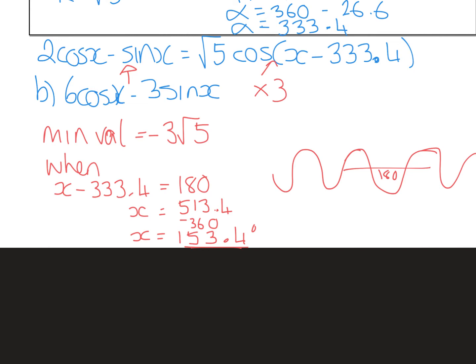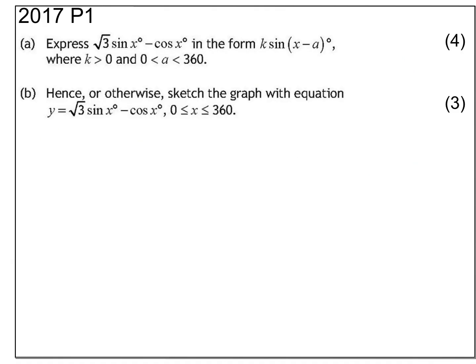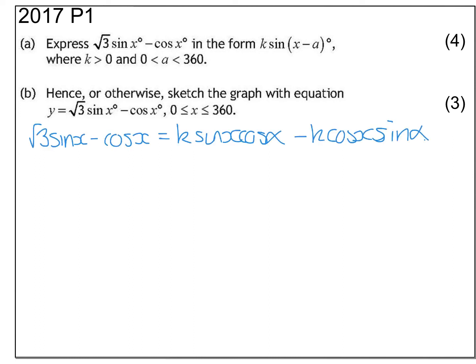Right, let's look at one more. So this one was from 2017 and it was in the paper one, so no calculators allowed here. So first part is your wave function, so let's go write it out. So there's what it'll be, and remember we're doing a sine expansion this time, so go to your formula sheet, there's no excuse for copying this down, right? We have a negative, so we've got negative k sine alpha and k cos alpha.